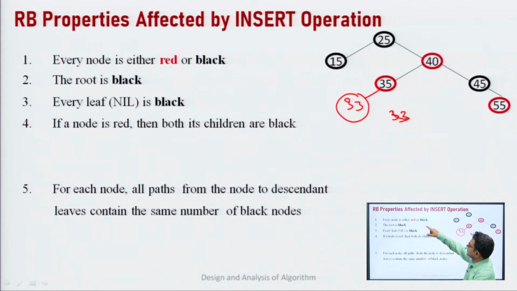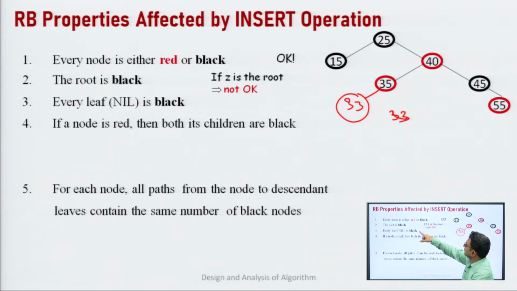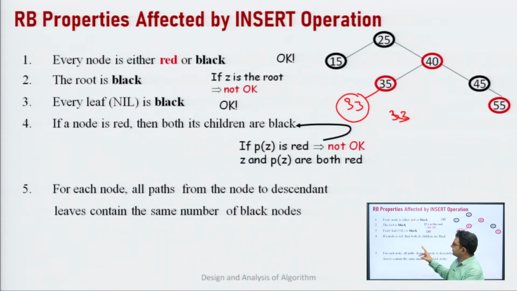The first property is that every node is either red or black. We are adding a new node with red color, so there is no problem with this property. Now with the second property, suppose the red black tree is empty and we insert a new node Z, which becomes the root node. We are giving it the color red, so this property would be violated, because the color of the root node must be black. The third property is that every leaf nil is black. Since we are not adding a nil node here, we are okay with this property.